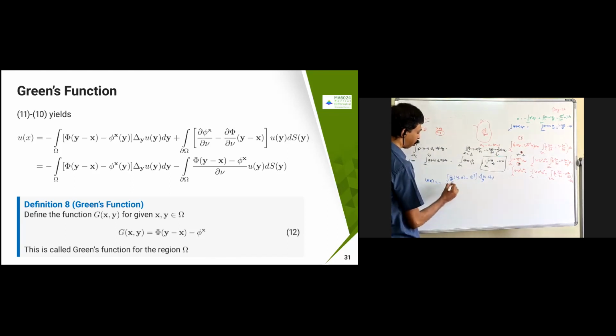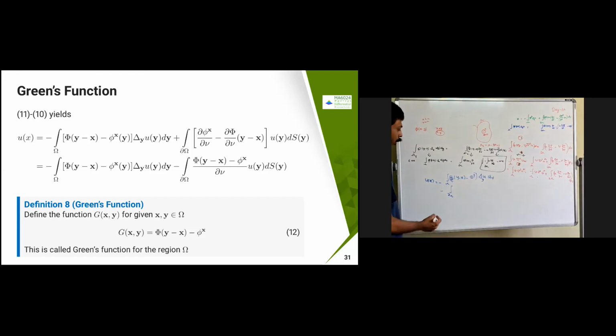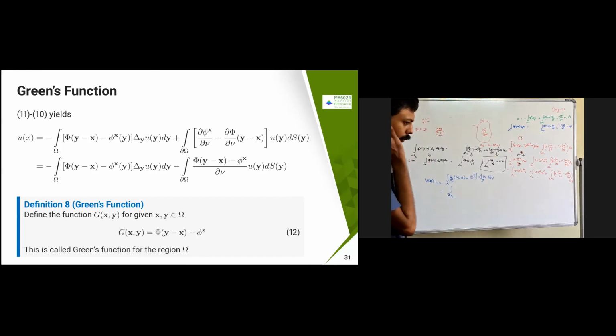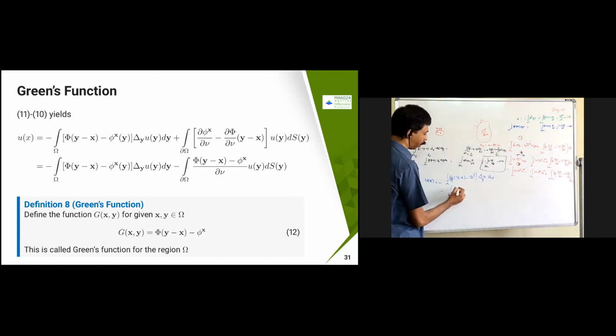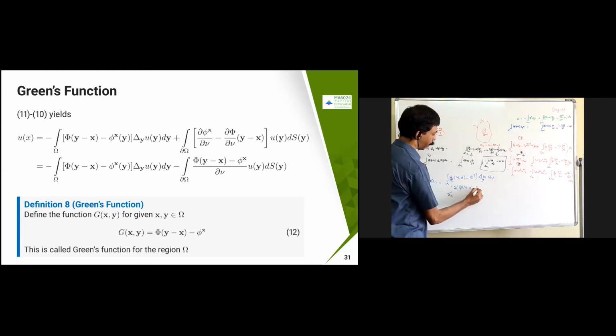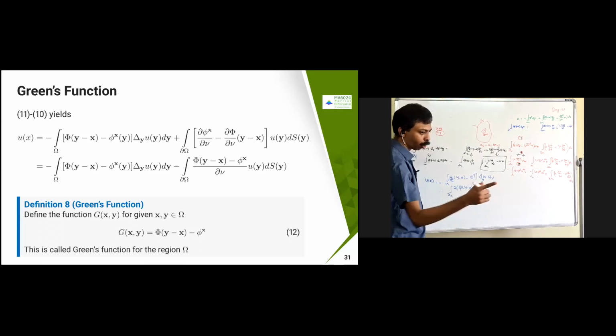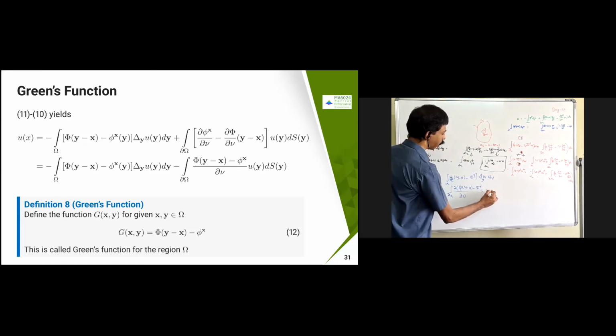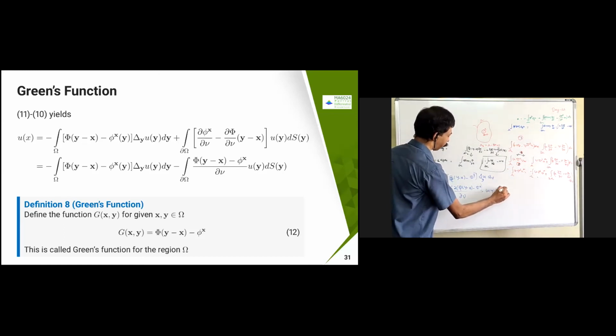On the other side we have minus the integral over ∂omega. We are going to get the same kind of things: ∂ by ∂ν of π of y minus x minus π x, divided by ∂ν, into u of y dS of y is going to come.